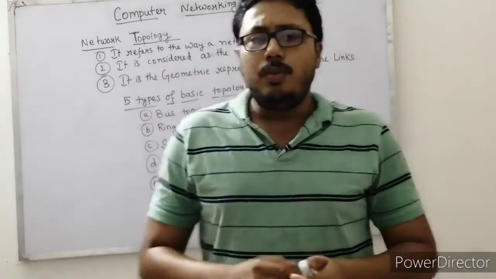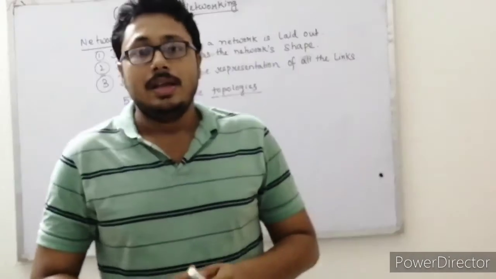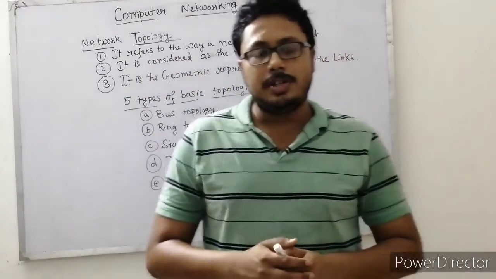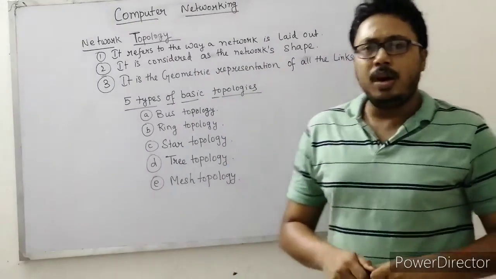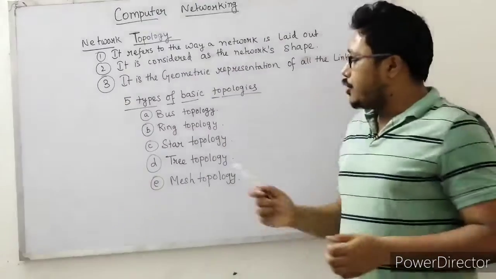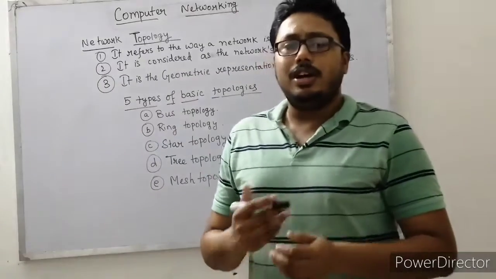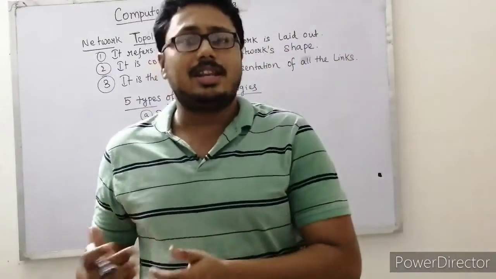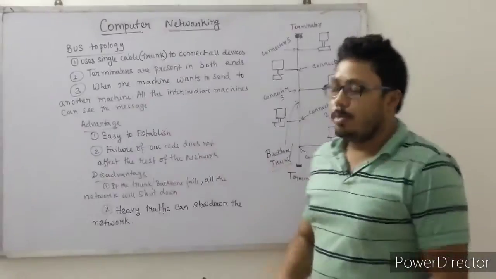Now we have to see how many types of network topologies there are. There are 5 types of network topologies. The first one is bus topology. The second one is ring topology, then star topology, then tree topology, and the mesh topology. We will study in detail about these types of topologies. So now we will discuss bus topology.